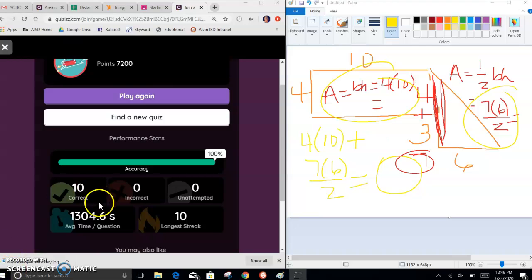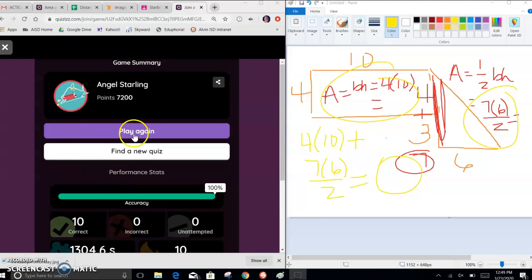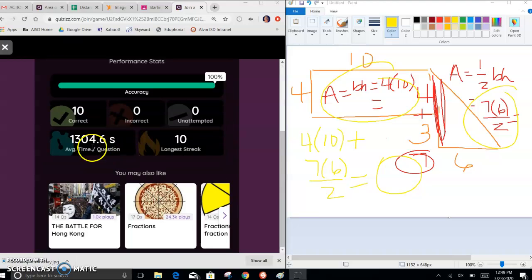Then I would have my results at the end. I could play it again, I could find a new quiz, and it shows that I got 10 correct, 0 correct, and 0 unattempted. The unattempted means I didn't try those at all.